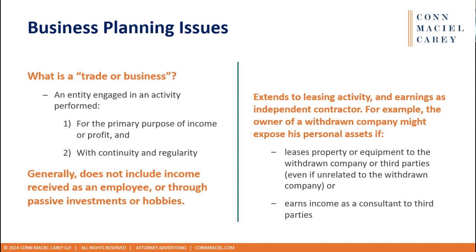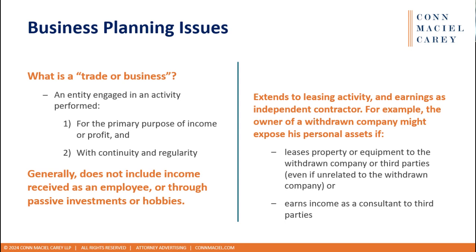I want to note particularly that a trade or business could extend to leasing activity, and this is something that often comes up in a withdrawal liability situation. You'll have a withdrawn employer, and that owner leases property or equipment to the withdrawn company. For example, there's one case that we'll talk about on the next slide. That's a tugboat company, and the tugboats, or at least some of them, were owned by the owners separately from the company, not through the company, but they leased them to the company.